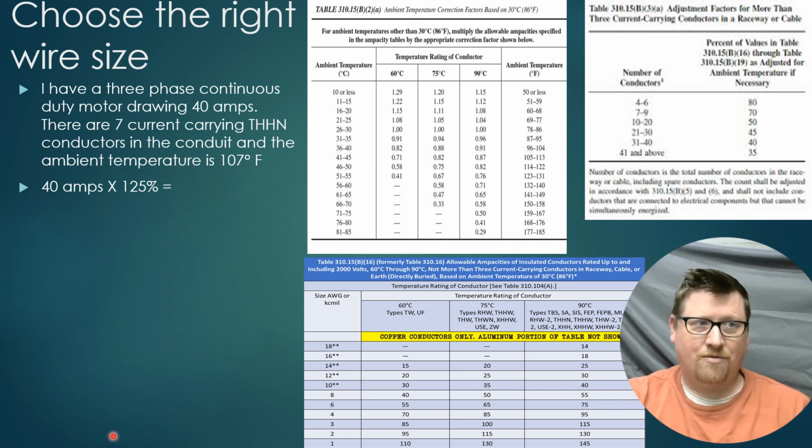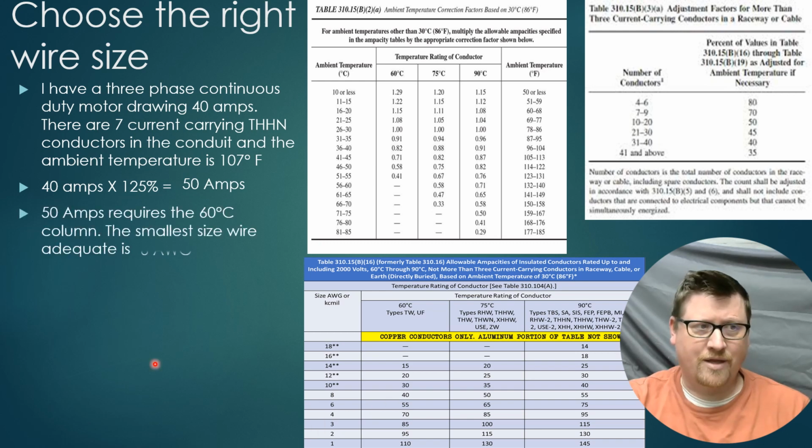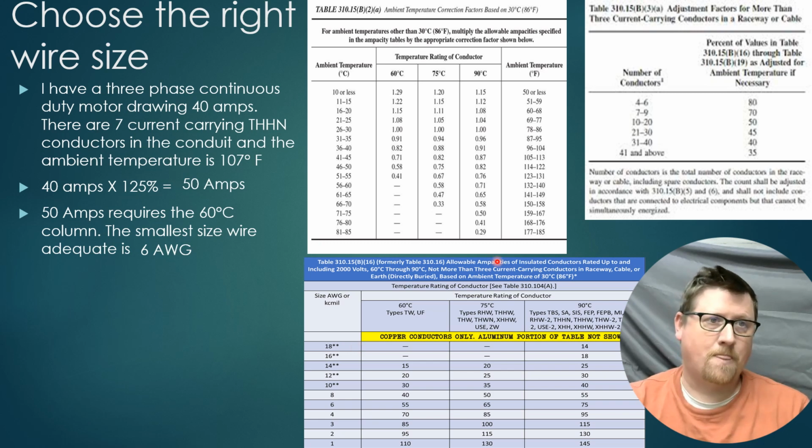And then 40 amps times 125% is still 50 amps, which means still less than 100 amps. We're still using the 60 degree column. Our number 6 is going to be good for 55 amps. That's going to be the wire that we choose for this. This will be the wire we initially choose before we start getting into ambient temperature and adjustment factors.